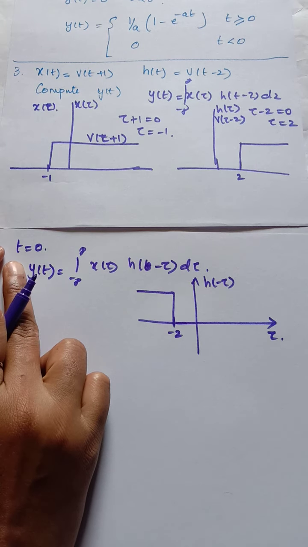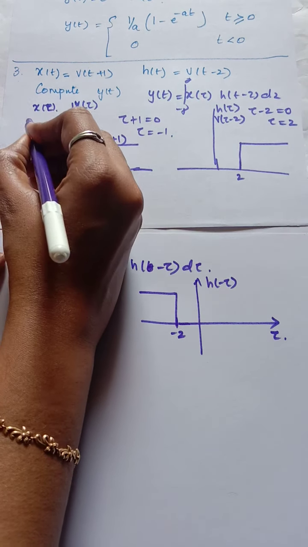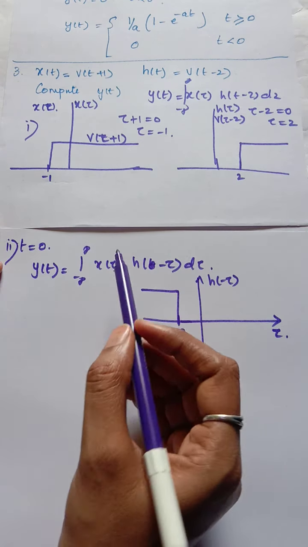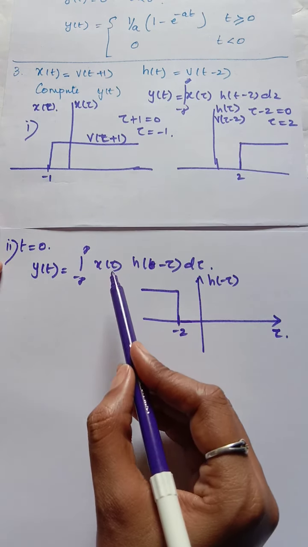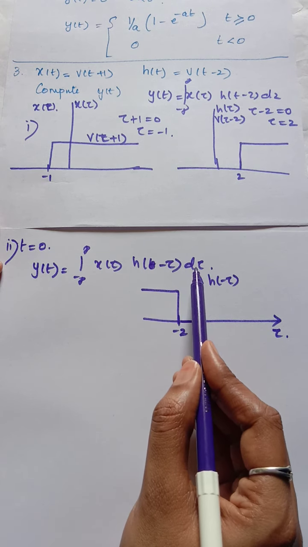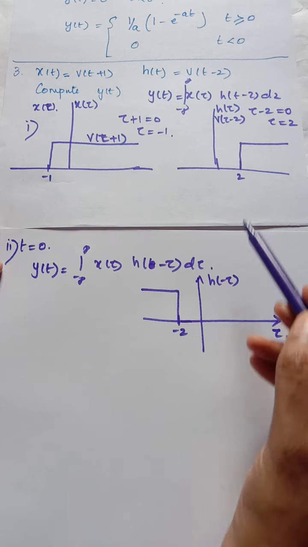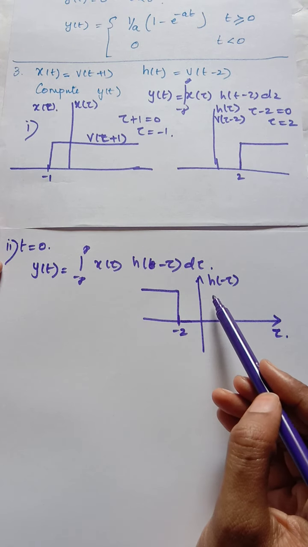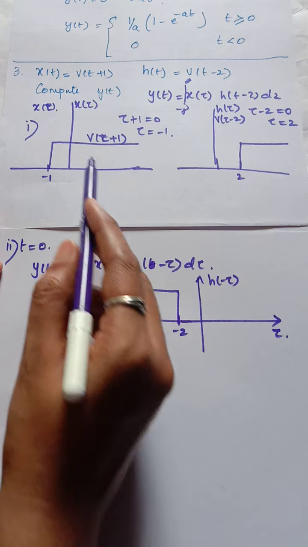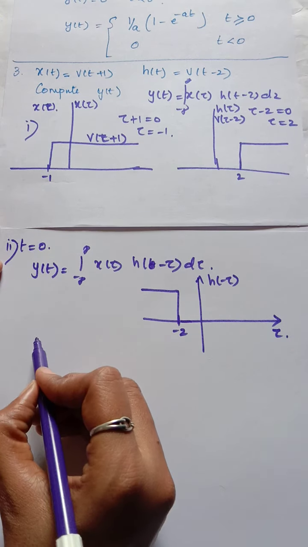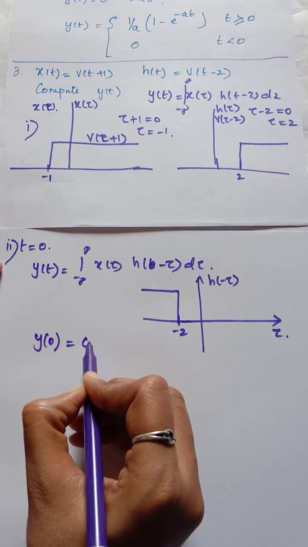Now consider the first case. The first step is we have converted into tau. The second step is t equal to 0. In t equal to 0, when you substitute in this equation x of tau h of minus tau d tau, so this is your x of tau. Now I am going to perform reversal for this h of tau so that I can get h of minus tau. So when I consider these for integration, here there is no overlap. So here y of 0 is equal to 0.